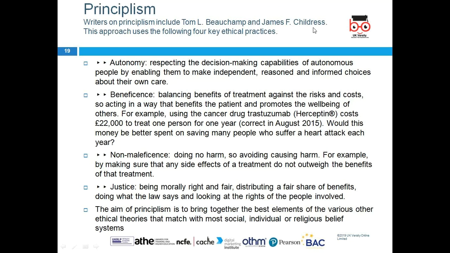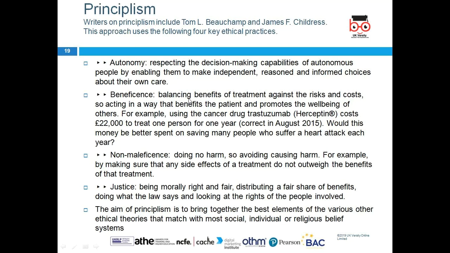And principalism. Tom L. Beauchamp and James F. Childress are the key writers on this. This approach actually follows four key ethical practices. The first ethical practice is autonomy, where it says to respect the decision-making capabilities of autonomous people, by enabling them to be independent, reasoned, and make informed choices about their own care.